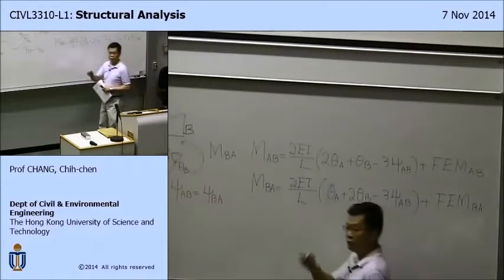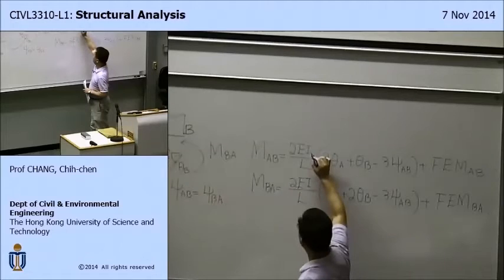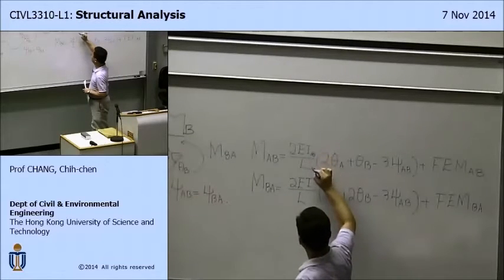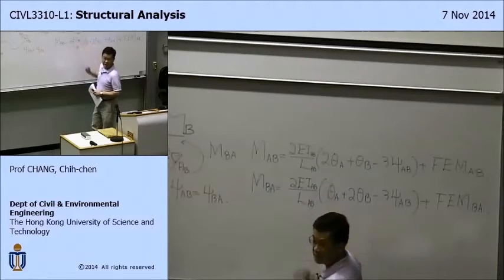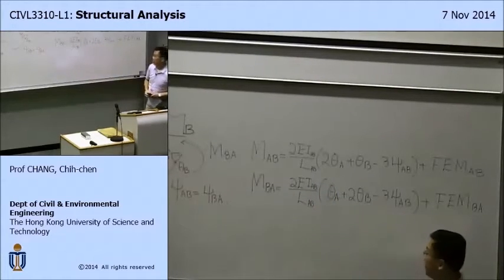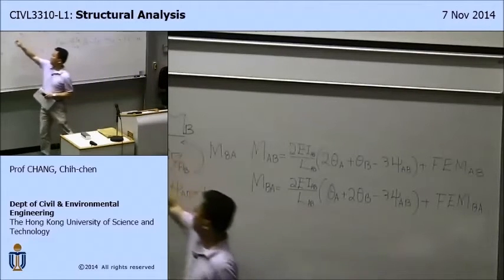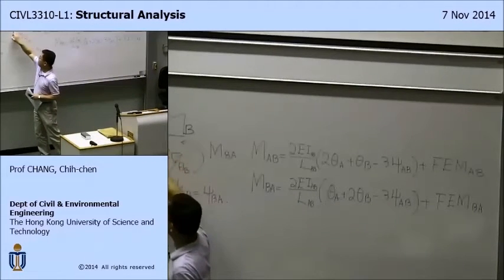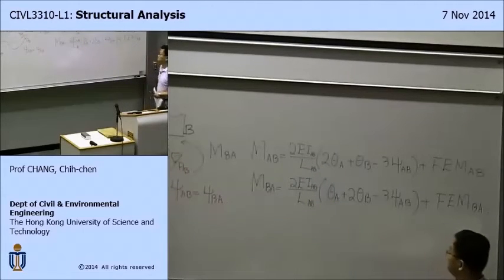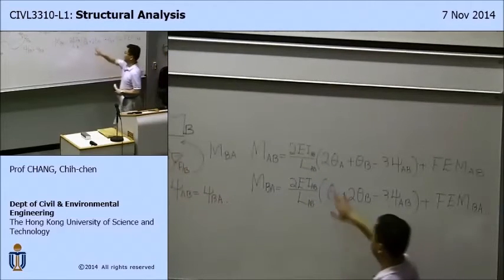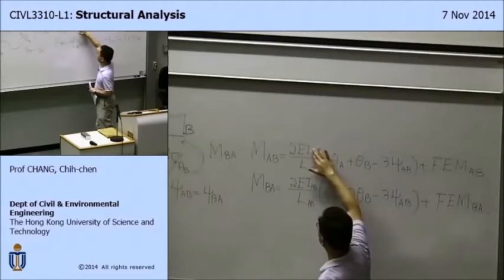Now, to be precise, EI is EI AB, L is L AB. That's just to be precise, right? You need to know, because this is coming from this component. So the component has EI AB, and L has L AB. So just to be precise, it should be like that. This is more like an implicit thing you should know.